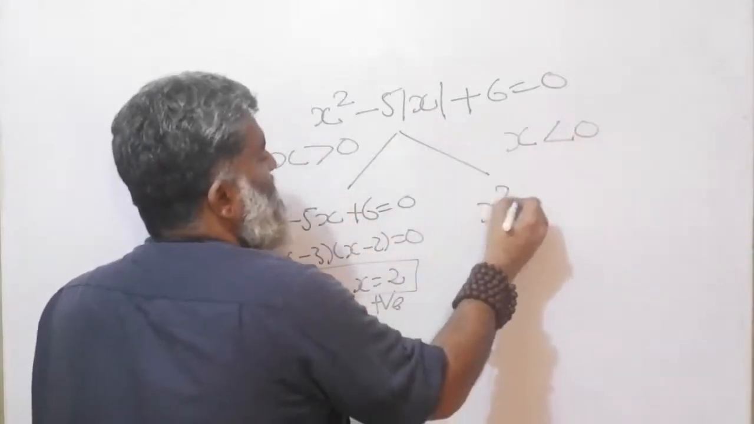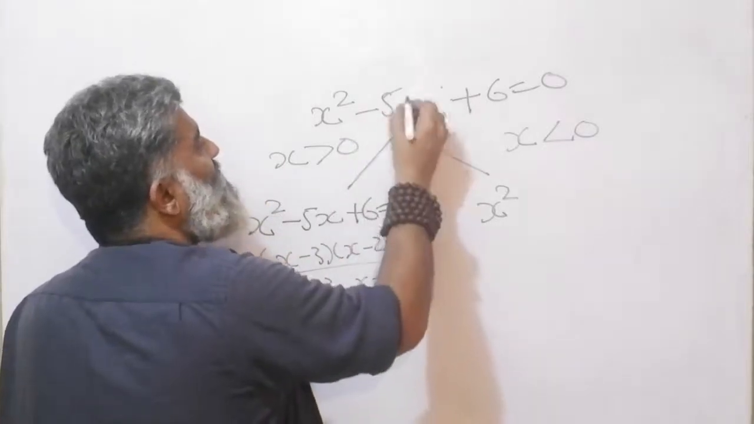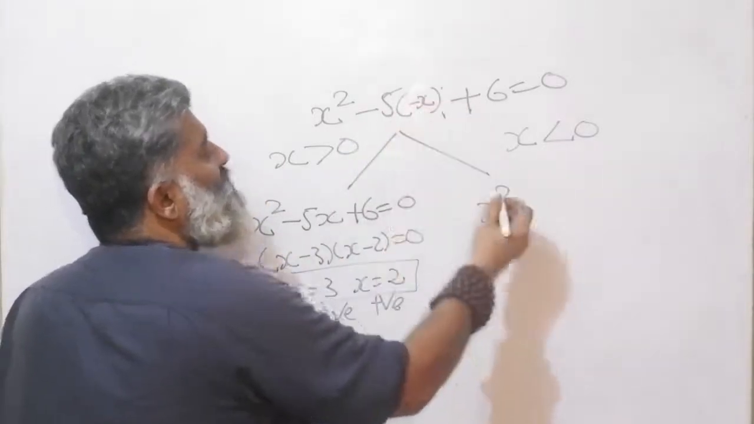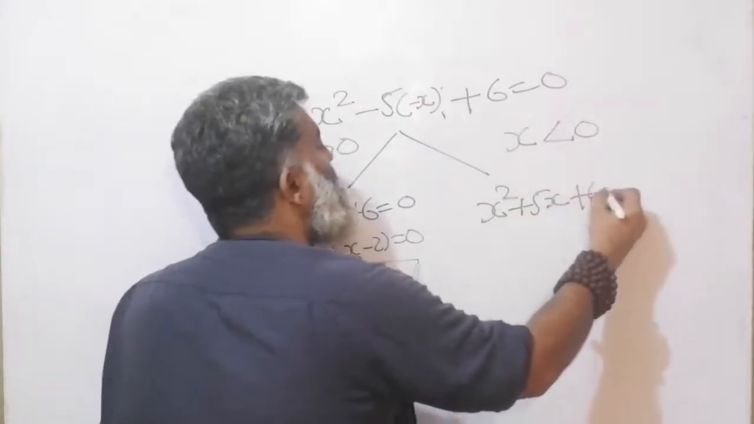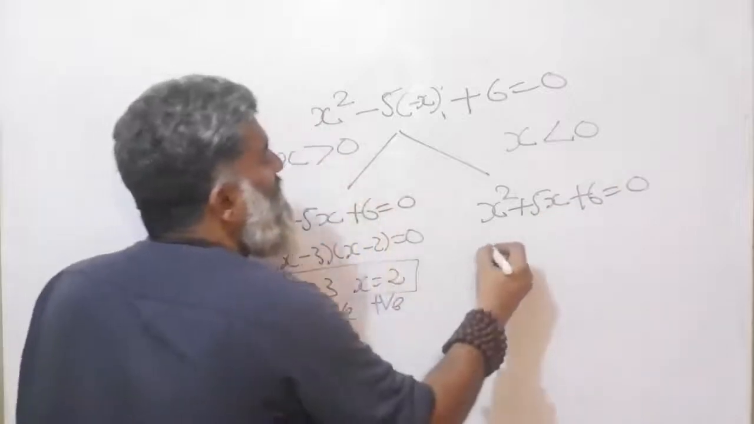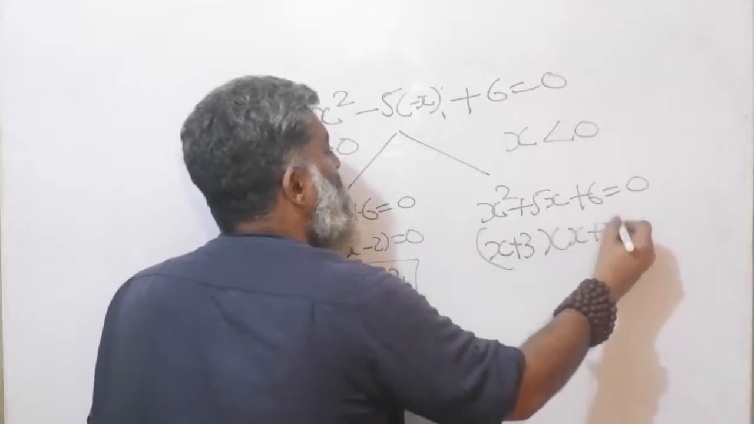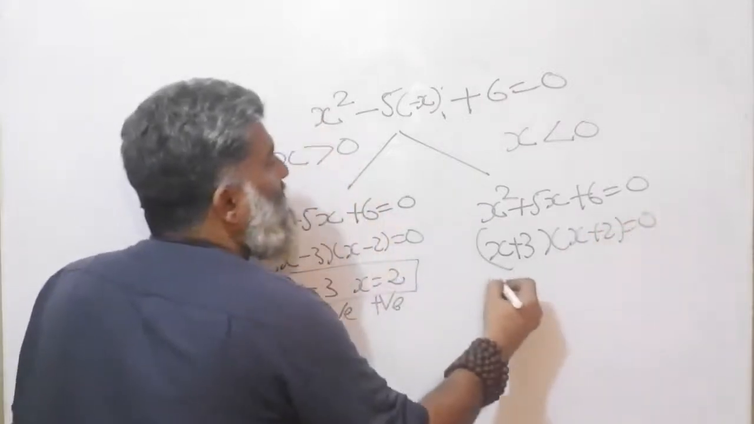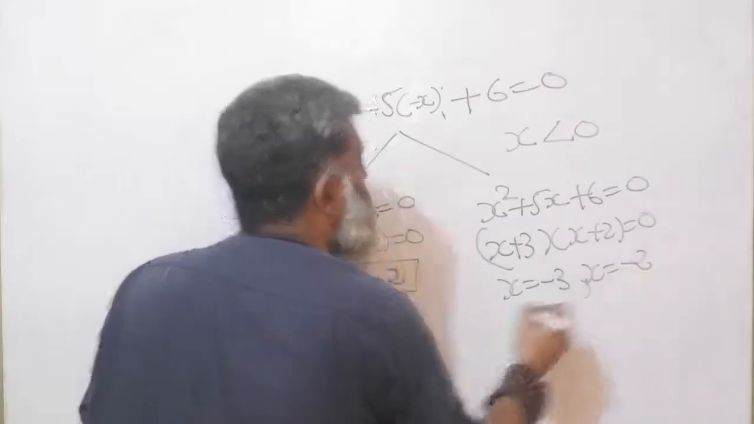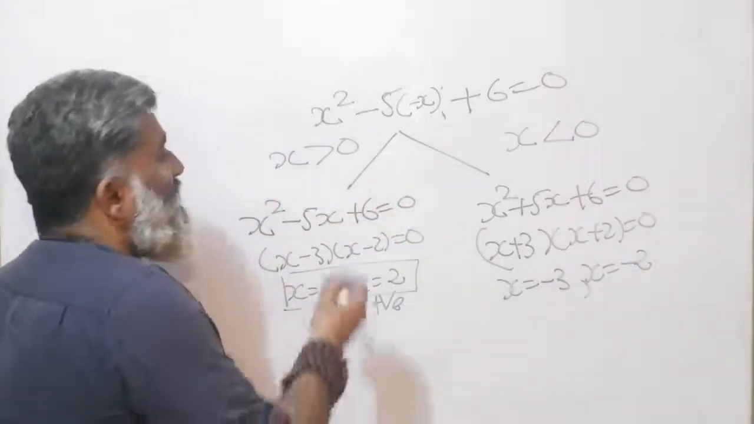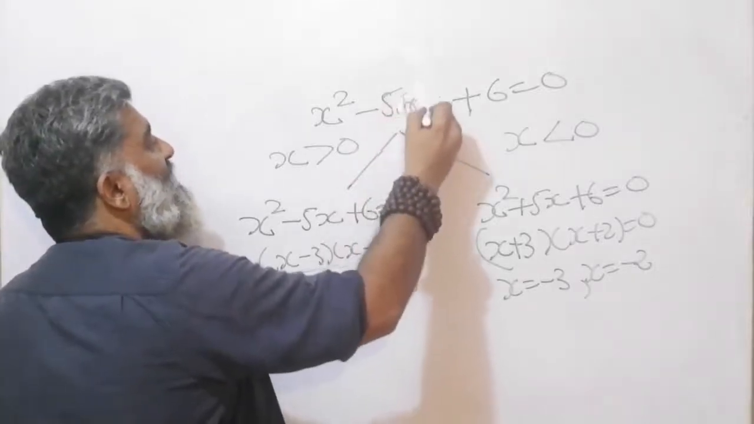Copy the equation, x square. There is a minus 5 here, right? But instead of mod of x, you're putting a minus x. So what will you get? You will get a plus 5x, and then just copy the rest of the equation. You get this equal to 0. Factorize this quickly. (x plus 3) into (x plus 2) equal to 0. What are the roots? x is equal to minus 3, x is equal to minus 2. So, 4 possible solutions for this story. You can check it for yourself.